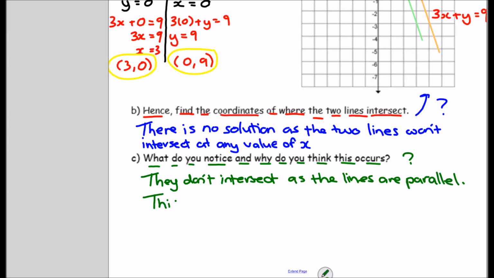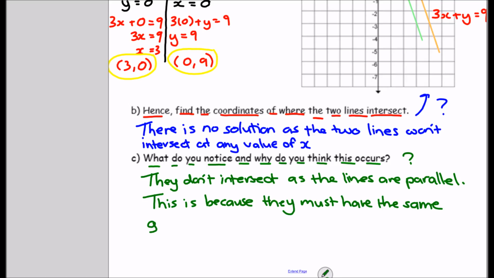And why are they parallel? We'll have a look at the equation. So first of all, this is because, so if they're parallel, what's special about the gradients? So this is because they must have the same, if they're parallel they must have the same, starts with G, probably already guessed it. That's right, gradient. So let's prove, I'm going to prove now that they have the same gradient.